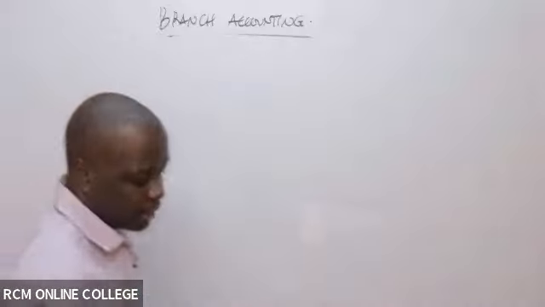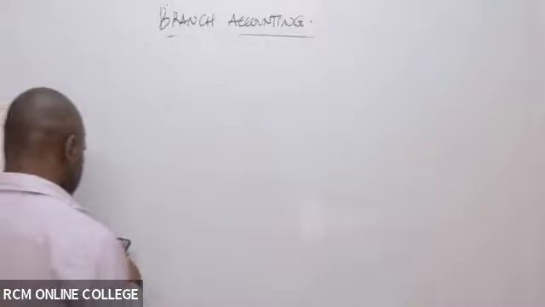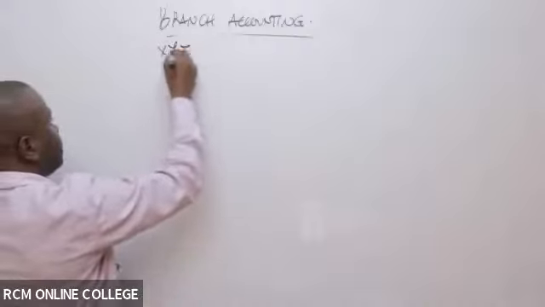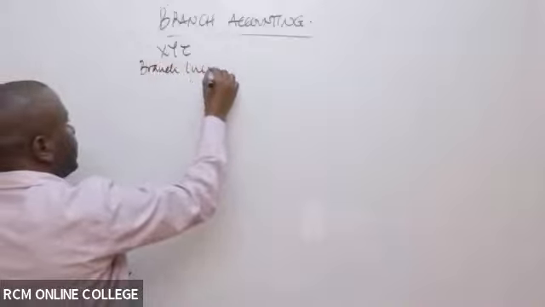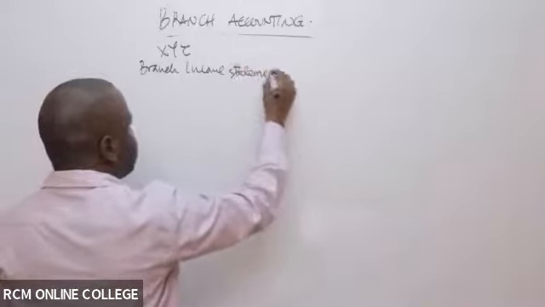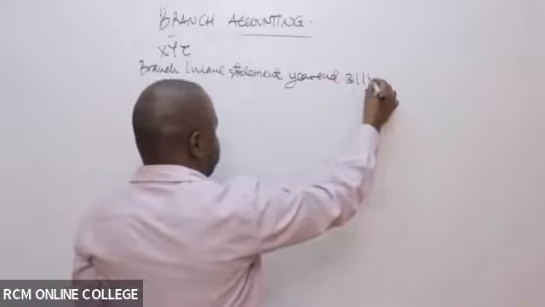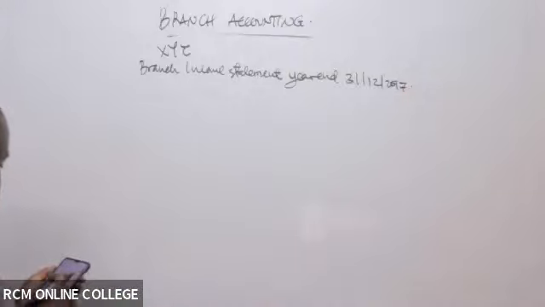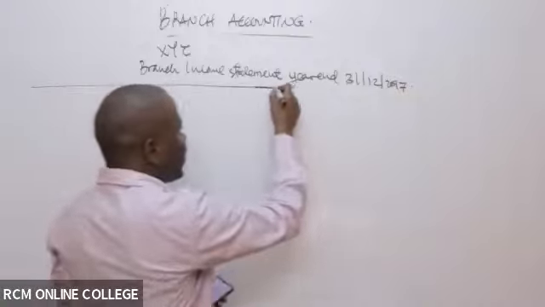So we can come up with the income statement. So the branch income statement. XYZ branch income statement. It is for the year ended 31st of December 2017. So obviously, when you are doing an income statement, what do you start with? You start with the sales.